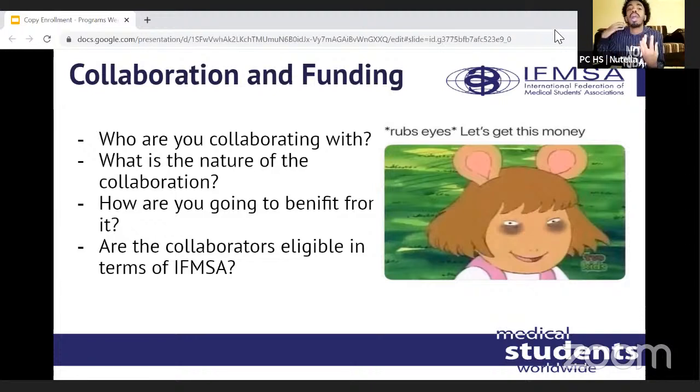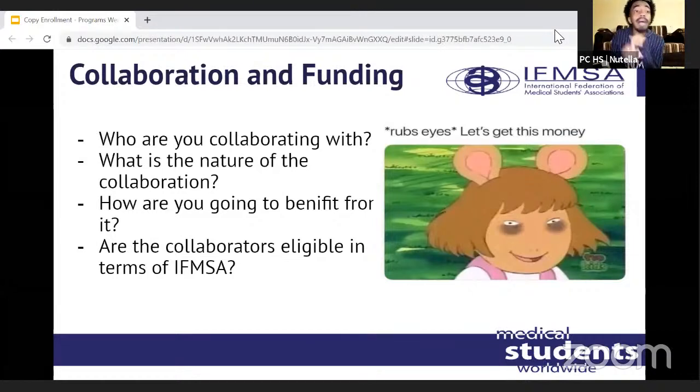We need to know who the entity is that you are collaborating with, what you are providing them in this collaboration, and what they are providing you. Then, how are you going to benefit from it? We need to know this so that we can understand the true reason behind the collaboration.